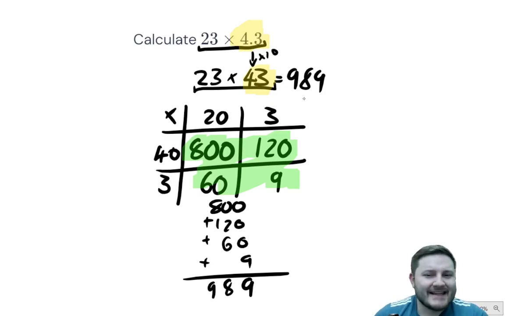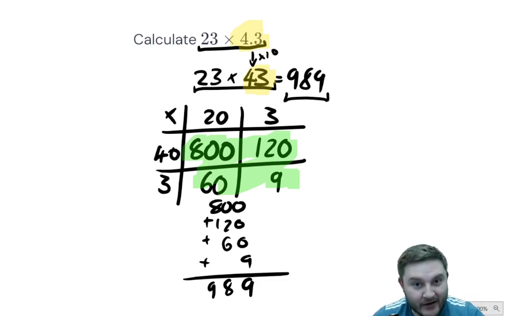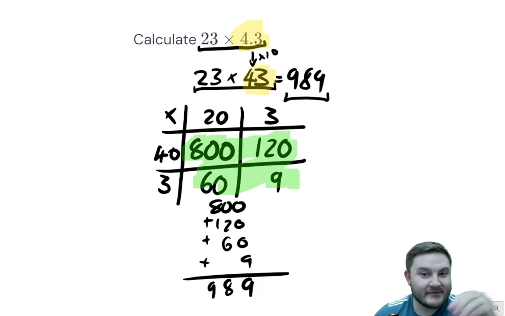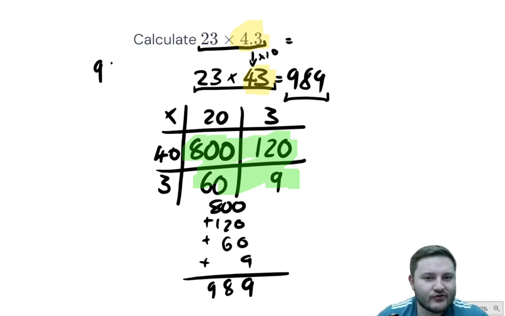So that means that this answer is actually 10 times bigger than the real answer, the answer that I actually want, because I've timesed 4.3 by 10 to get 43. So that answer is now 10 times bigger than the actual real answer. So if I want the real answer, I need to do 989 divided by 10. I need the answer 10 times smaller to get the actual correct answer.